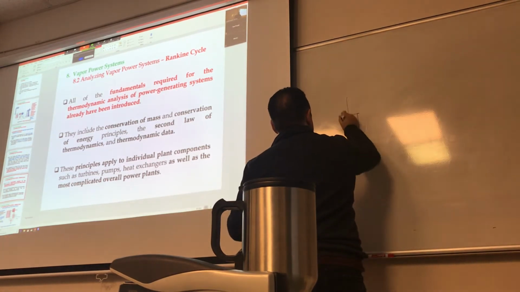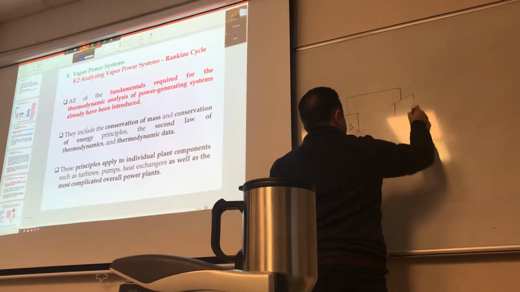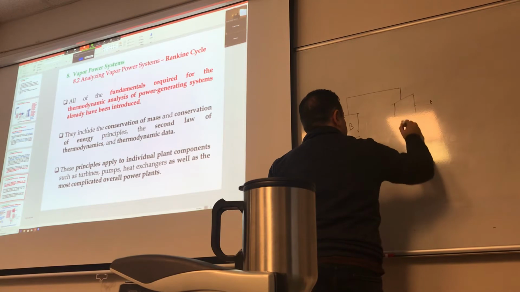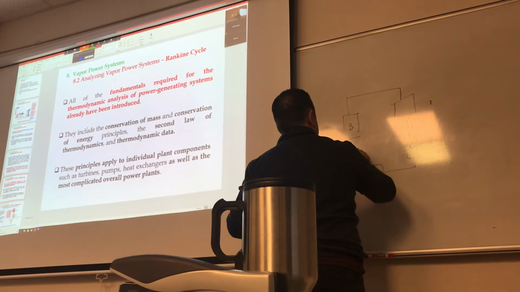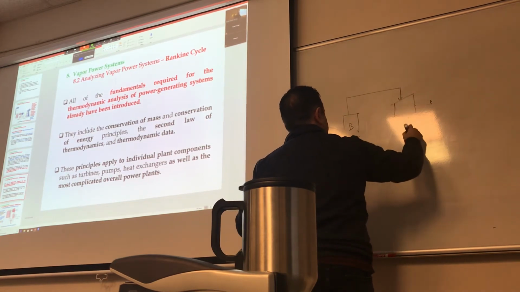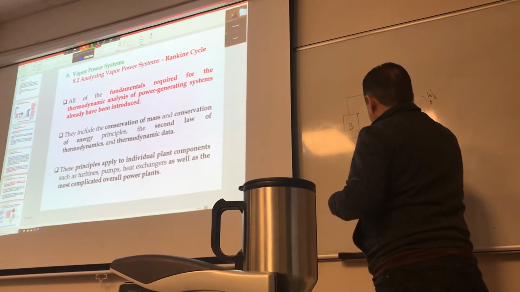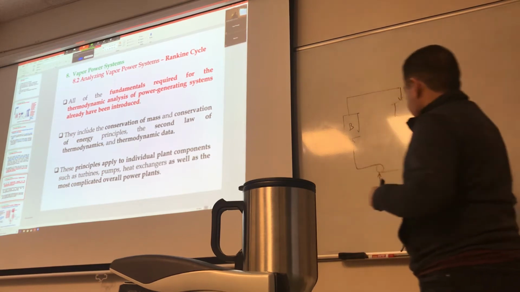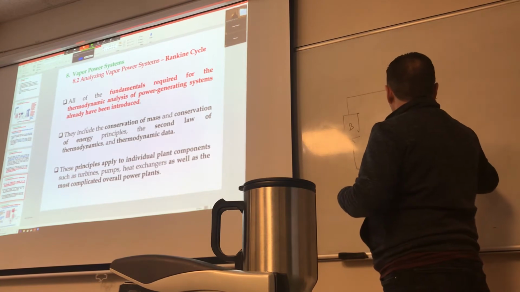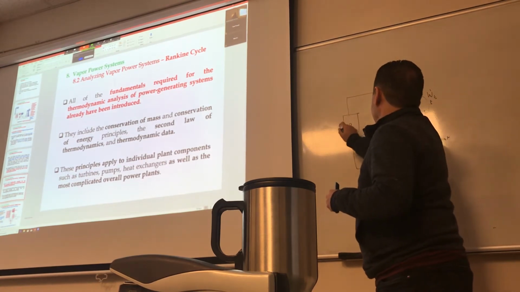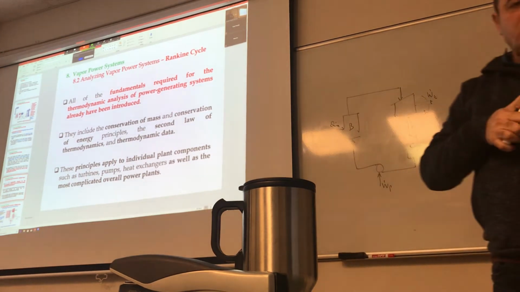So remember, boiler here, turbine, condenser, pump. So that's the path of my fluid, and this is obviously work done by the turbine. Obviously the pump also uses work, so we call it W_P. So this is the Q out, and this is Q in. And that's how the cycle actually works.